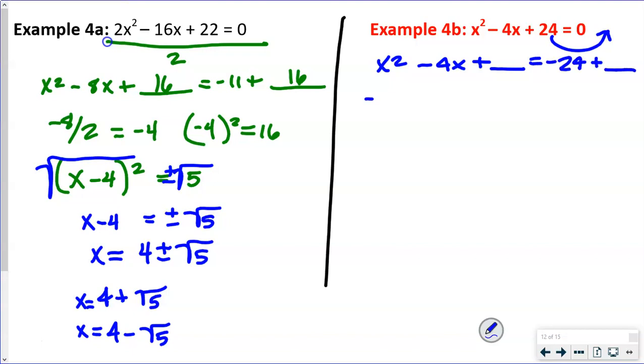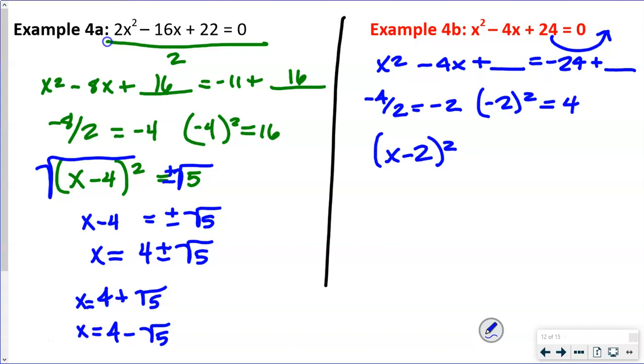So we're going to take our negative 4 and divide it by 2. That's going to give us negative 2. So that's what goes down here in the parentheses. Then we're going to take that negative 2 and square it. That equals 4. And that's what goes up here in these blanks, right? 4 and 4. So that's going to give us negative 24 plus 4. So that's going to be negative 20.